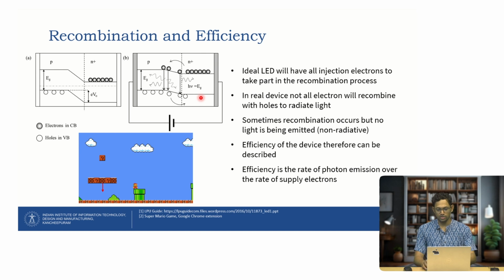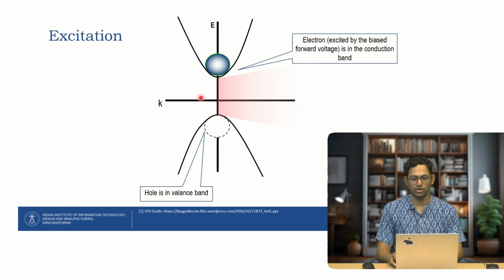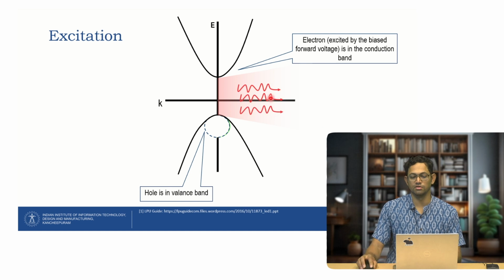So let us go forward and try to understand what is happening. Here you can see the electron is now in the conduction band, and the hole is in the valence band. Now once I apply the potential, you can see that it comes down and it emits the photon.